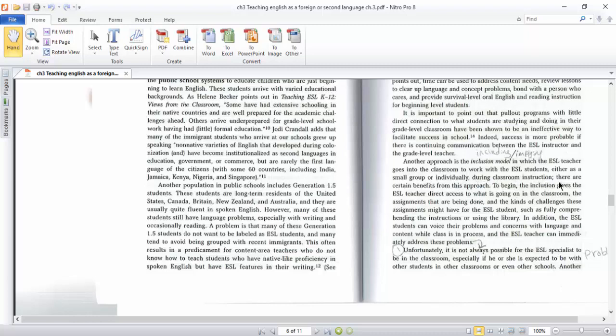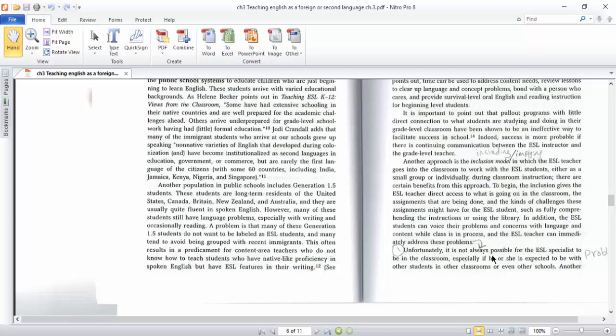During classroom instruction, there are certain benefits from this approach. To begin, the inclusion gives the ESL teacher direct access to what is going on in the classroom: the assignments that are being done and the kinds of challenges these assignments might have for ESL students. And ESL teachers can immediately address these problems. But we have many problems in this model, and unfortunately, it is not always possible.